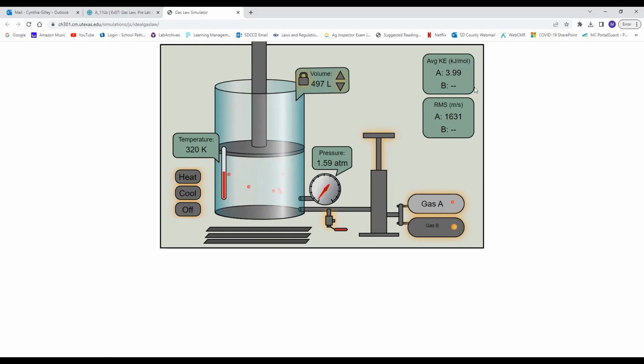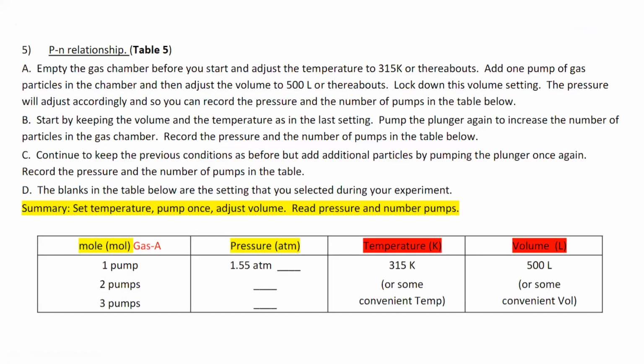Now the pressure will adjust accordingly, so we can record the pressure and the number of pumps in the table below. Right, so we already put in one pump, so we want to write down the pressure here, and then we can keep adding in a second pump, record the pressure, and a third pump, record the pressure. So that's what you needed to do for table 5. All right, let's go ahead and look and see what's the next table.